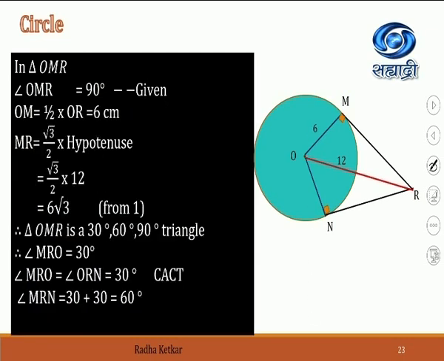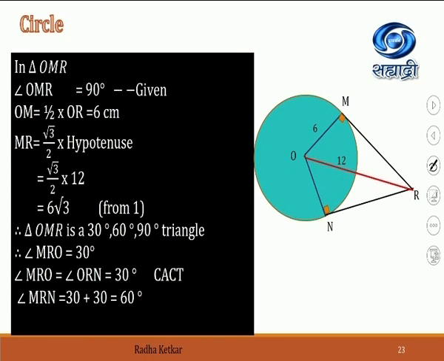Check the next one. In triangle OMR, you can observe OM is equal to half of OR, because we can see the relation 12 and 6. If you take half of 12, you get 6. And MR is equal to root 3 upon 2 times the hypotenuse, that is 6 root 3, which we have found before. So if you observe these numbers, you can relate that triangle OMR is a 30, 60, 90 type of triangle, because the side opposite to 30 is half of the hypotenuse and the side opposite to 60 is root 3 upon 2 times the hypotenuse.